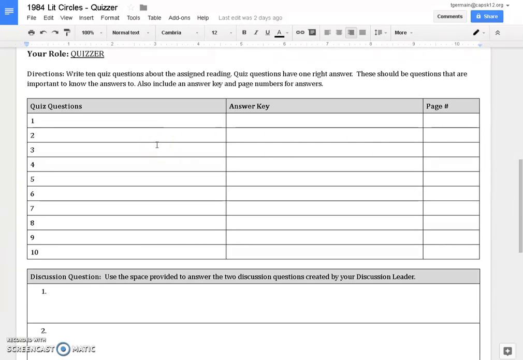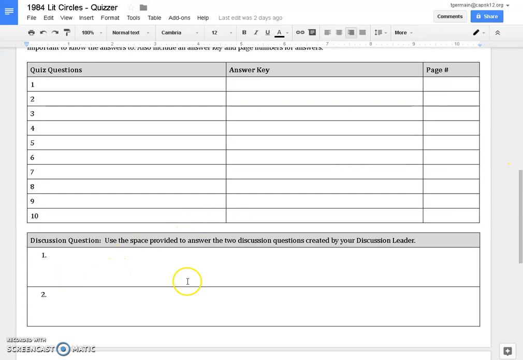Choose things that you feel would be important to know the answer to. Write 10 quiz questions, write the answers to those questions, and the page number that the answer comes from. On the day of our lit circle, you're actually going to give this quiz to your other group members, and they are going to take it. So you need to have the questions, you need to have the answers, you need to have the pages. Again, we'll use this later.